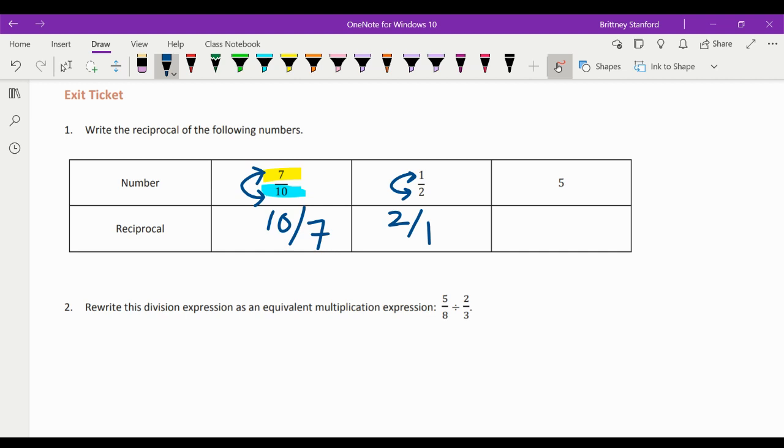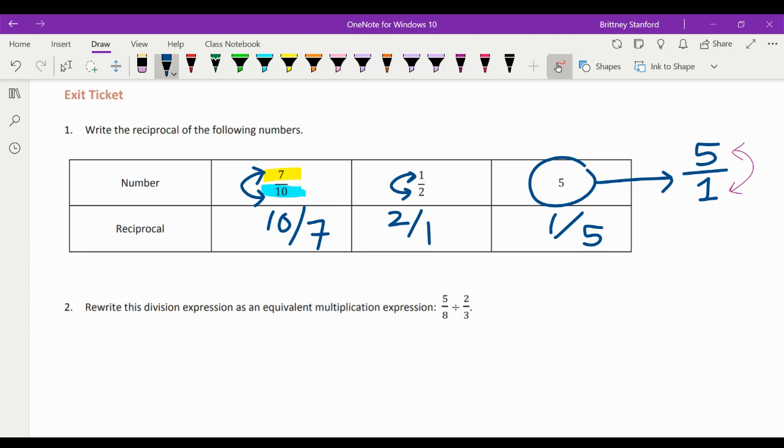2/1. And to find the reciprocal of a whole number, remember we said that every whole number is out of one whole. So this would actually be 5/1. And then we would flip the numerator and the denominator and it would become 1/5. So those are the answers to number 1.